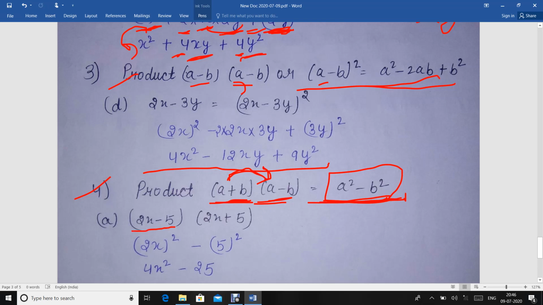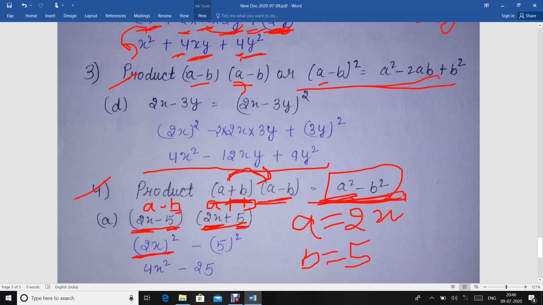Now you have 2x minus 5 and 2x plus 5. Compare with (a minus b)(a plus b). See, it is the same: a is the same 2x and b is the same 5. So clearly a is equal to 2x and b is equal to 5. So put the values: a square is (2x) square, minus b square means 5 square. (2x) square means 4x square, minus 5 square, that is 25. So the answer is 4x square minus 25.